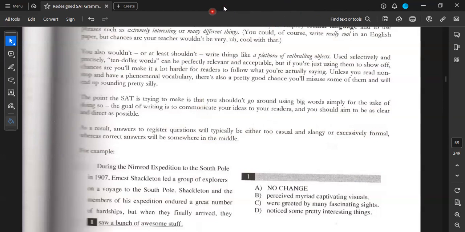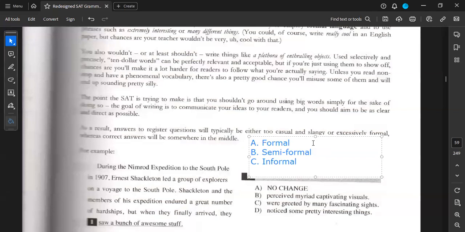Let me make it easier for you guys who like the chat box. So is it A, formal? Is it B, semi-formal, or is it C, informal?